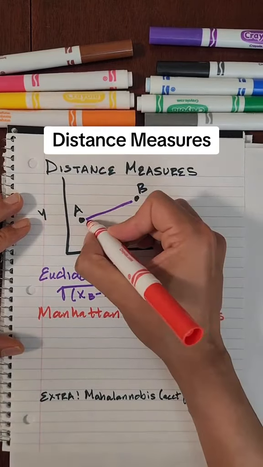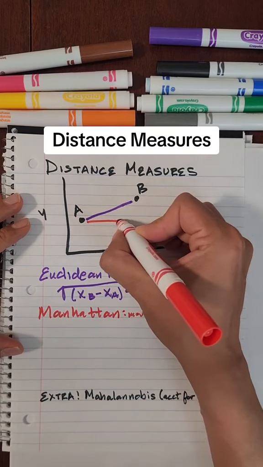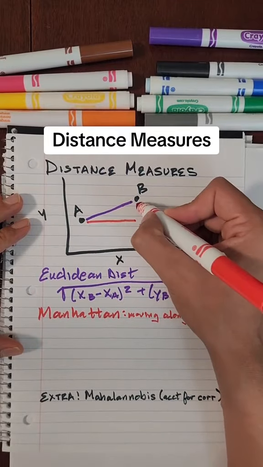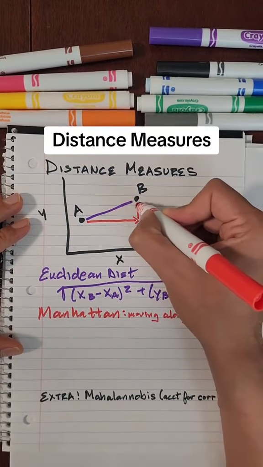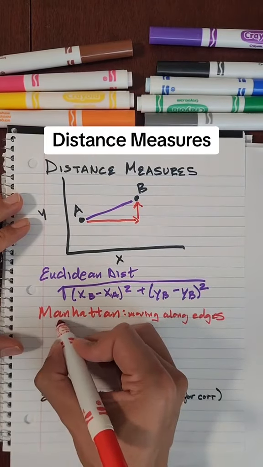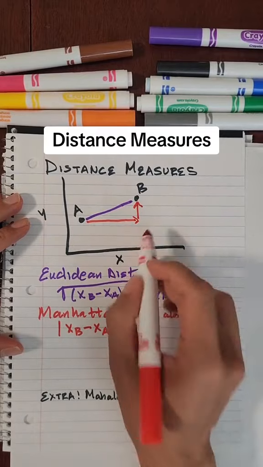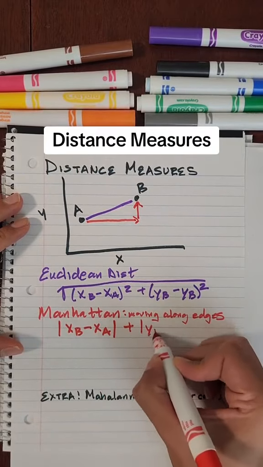So in our example, moving along the x-axis, or the x-edge, would be this line here, followed by this line there. And then if you're interested in the formula, it's pretty much the difference in the x direction, which is that, plus the difference in the y direction.